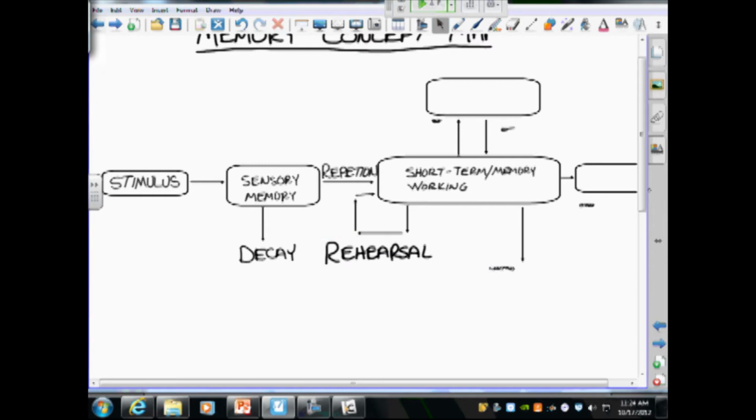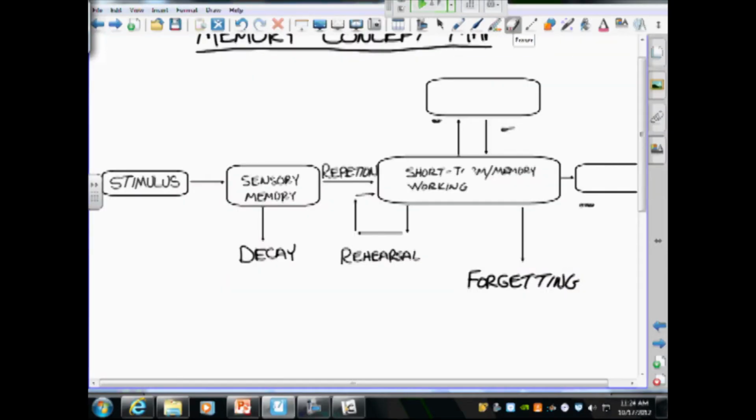So through rehearsal, things can be maintained in short-term memory. And the great bulk of what goes into short-term memory is forgotten. That's a good thing, because if we remembered everything, we would be in trouble. And coming out of the short-term memory bubble, we have a line coming up to this bubble. What do you suppose it is? What comes after short-term memory?